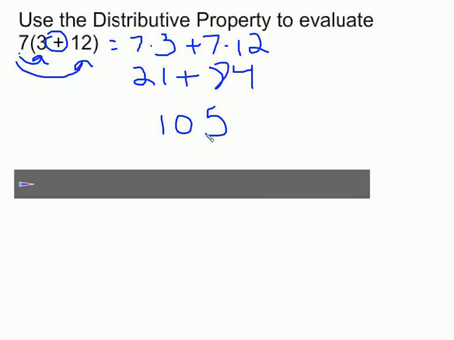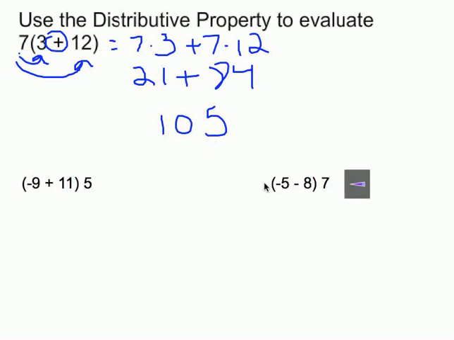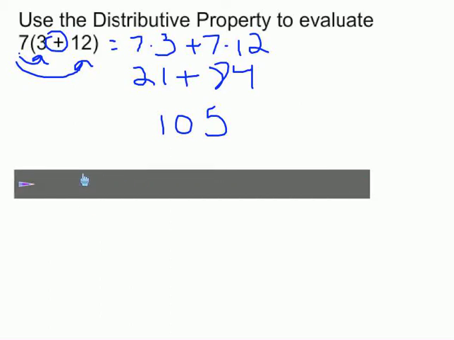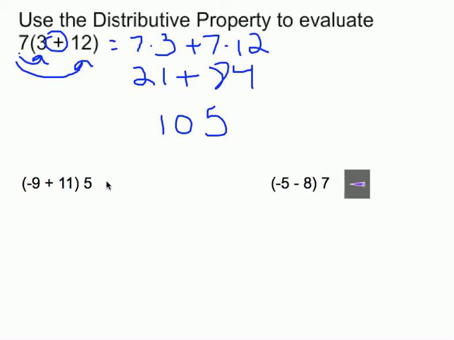Alright, a couple more examples. Alright, so here we have negative 9 plus 11 times 5. So the only difference here is the 5 is on the opposite side of where we're accustomed to seeing it. But we know from yesterday's lesson that we could use the commutative property to say that this is the same thing as 5 times the quantity negative 9 plus 11. Now it looks like our typical distributive property problems, correct? Now I could distribute this way because multiplication is commutative, but if it's more comfortable for you to look at the problem with the 5 preceding the parentheses, that's fine.